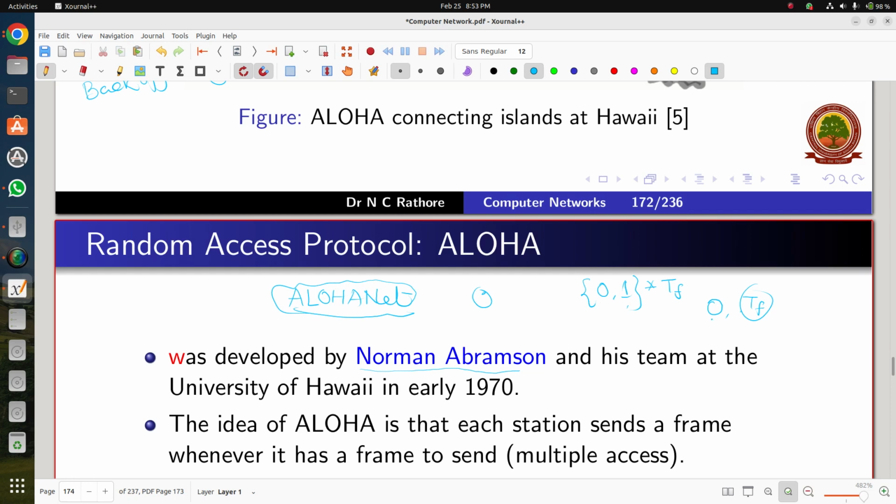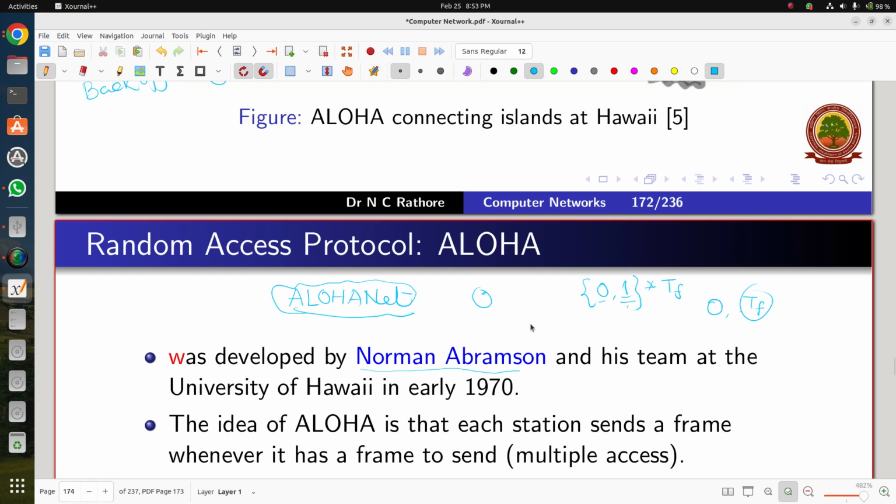If two stations were participating in the collision, since the numbers are generated randomly, let's say one gets 0 and the other gets 1. So one station will wait for 0 time, that means it can transmit immediately, but the other station will wait for TF time, so it will defer its transmission. So if two parties participated in the collision, only one party transmits and the other party defers its transmission, so the transmission will become successful. This was the possibility when only two parties were communicating.